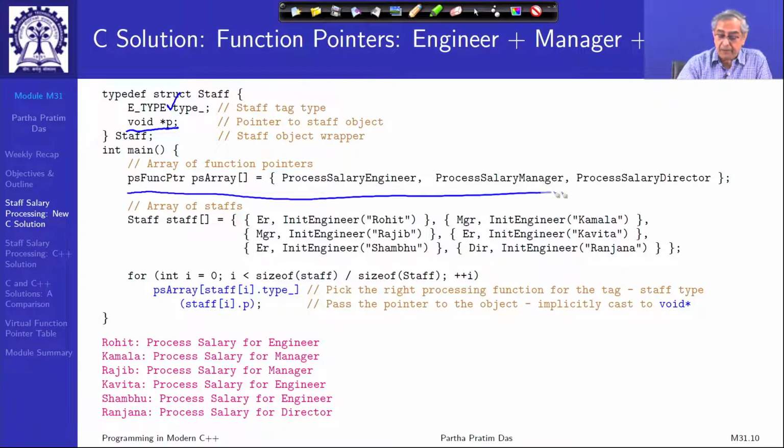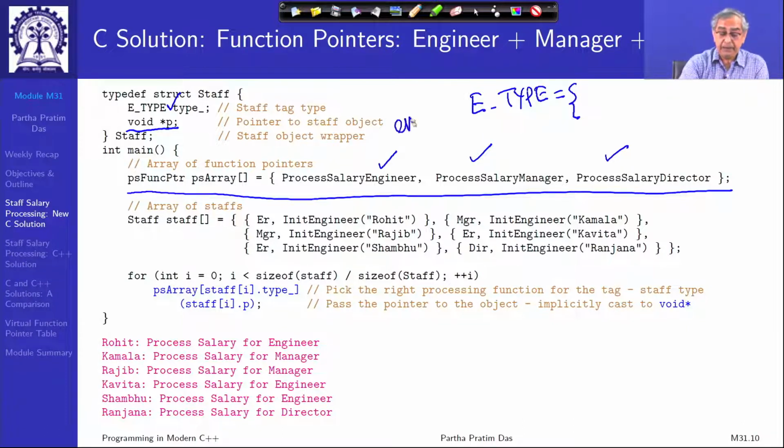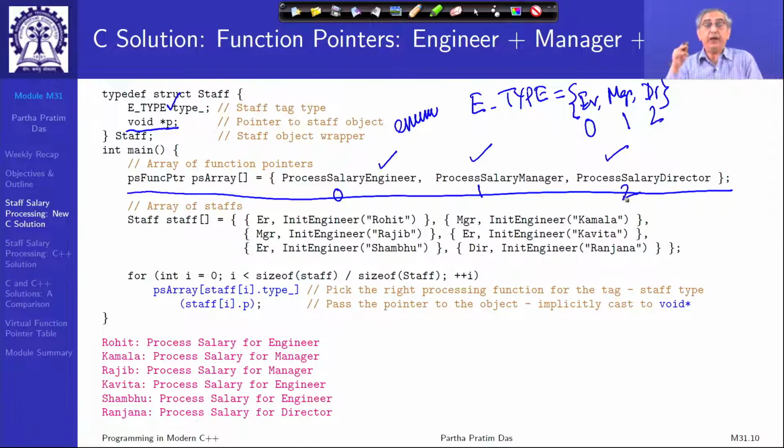I create an array of function pointers. These are the array of processing functions, and here is an underlying trick, which I should say is a protocol that has to be maintained. If you remember the enum, it was done as ER, MGR, DR, director, like that. So, in the internal representation, this is 0, 1, 2. So, I place the corresponding processing functions at the corresponding index locations of the array. This is very, very important.